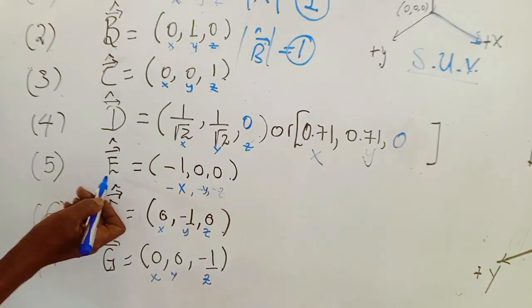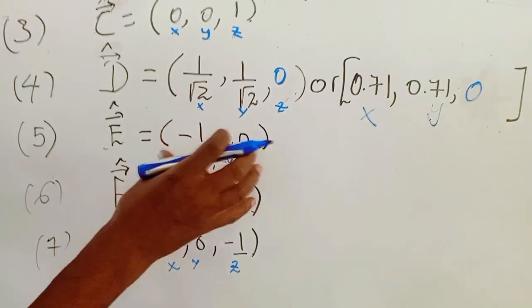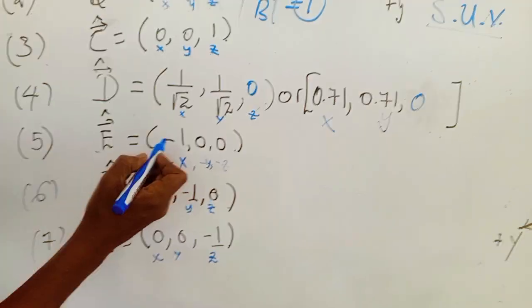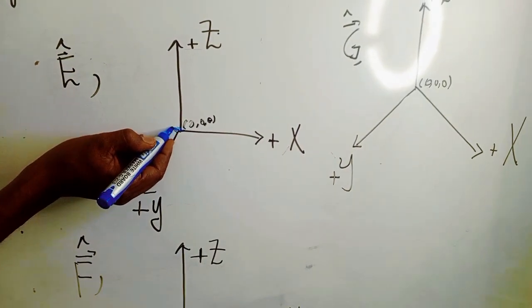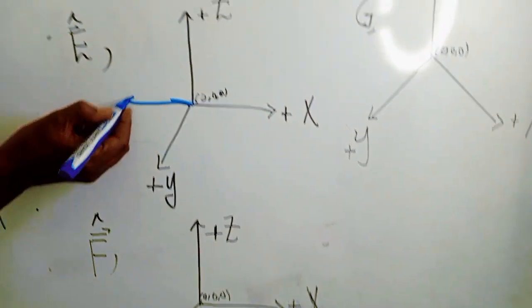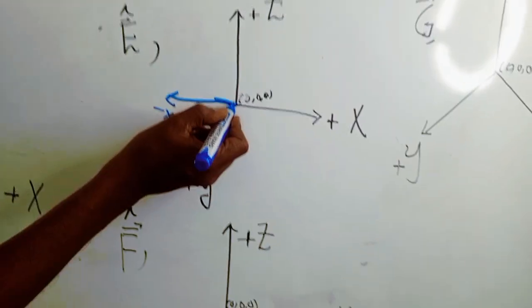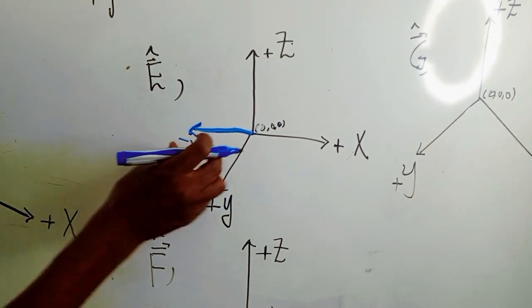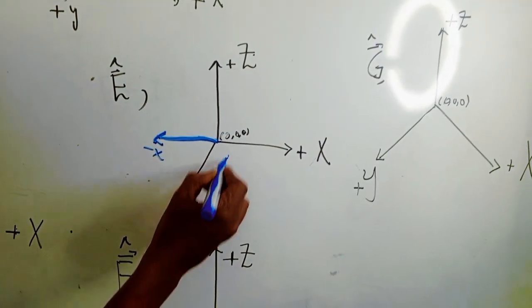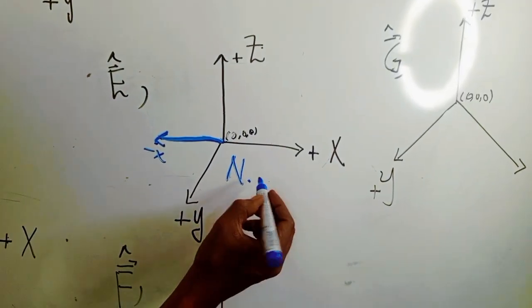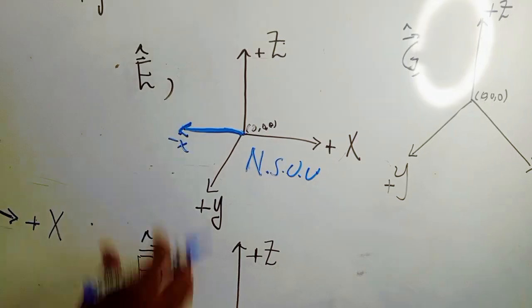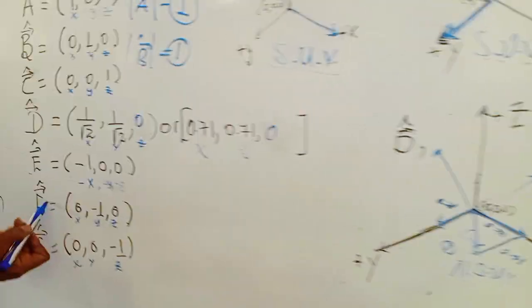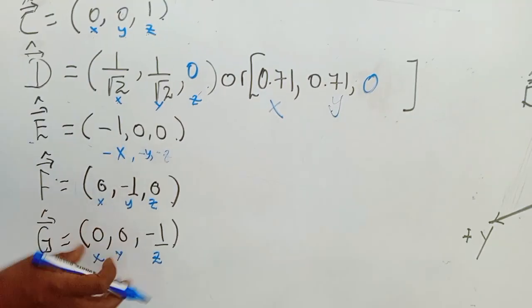And then for the case of E, it is -1, which means the negative of the standard vectors. Let's see here, this is the positive axis, so the negative axis is this one. Therefore, if the vector lies along the negative axis, we call it a non-standard unit vector. So for F and G, they all lie along the negative axes.